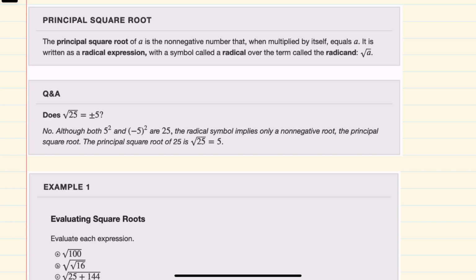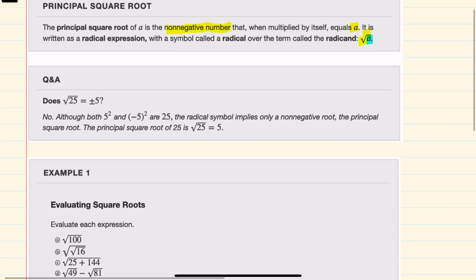In this video, I'll be helping you with a math topic called Evaluating Square Roots, seen here in the OpenStax College Algebra text. We're told first that a principal square root is a non-negative number that when multiplied with itself equals what's under the radical. So the entire thing is our radical expression.